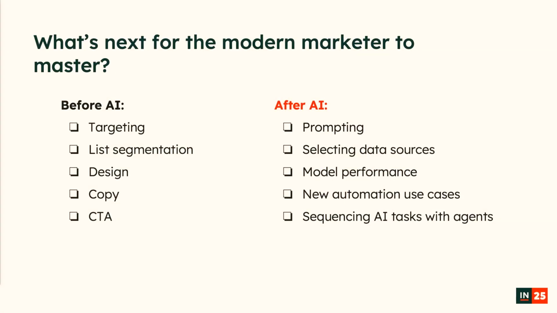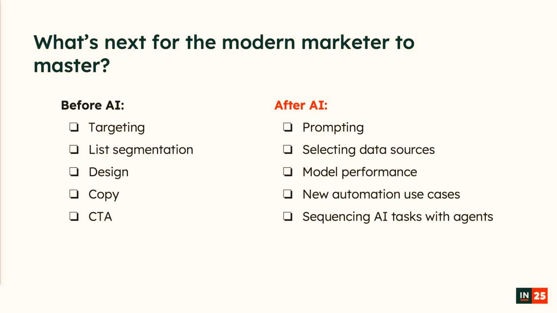The takeaway here is technology will continue to advance, and we need to continue to evolve with it, constantly adapting. Our job is learning the tools and using those to our competitive advantage. So what are more of those new tools going to look like in the next 5 years, in the next year even? Well, before AI, we used to consistently think about targeting, list segmentation, design, copy, CTA.